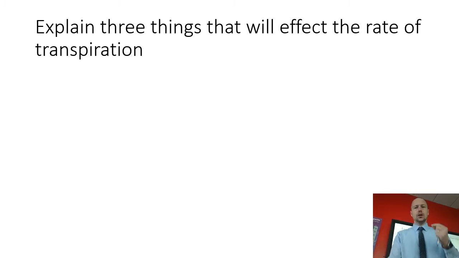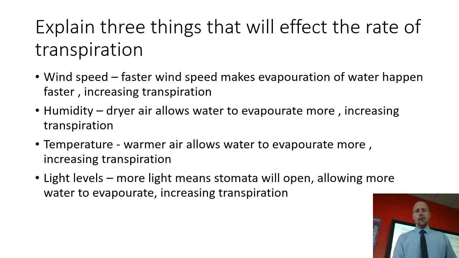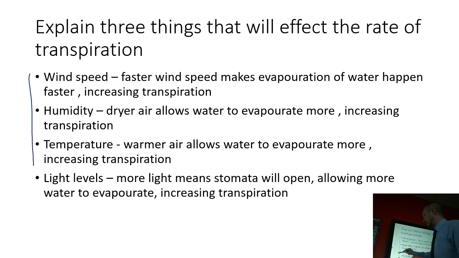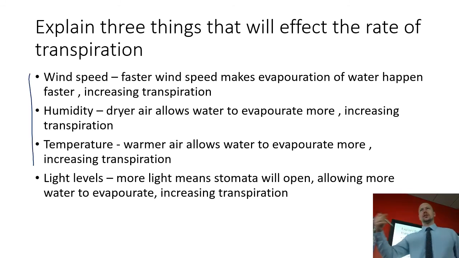Right, 3 things that could affect the rate of transpiration. So pause the video. Can you think of things that would affect how much water is evaporating from a leaf? Right, you could have any of these things. For the first 3, just think about if you were washing up outside, which things would make the wash and dry faster.